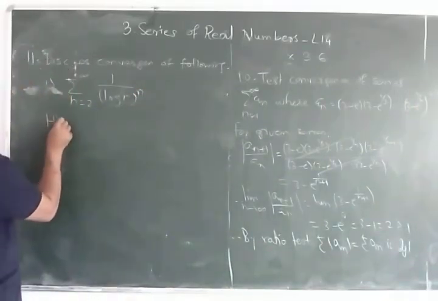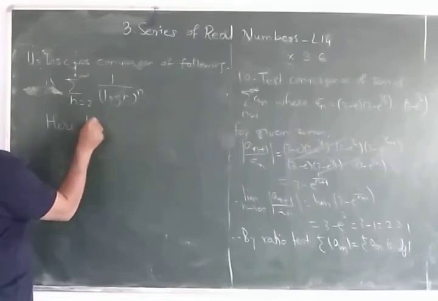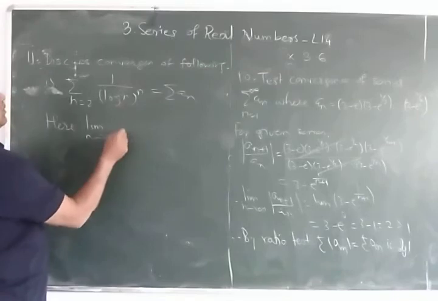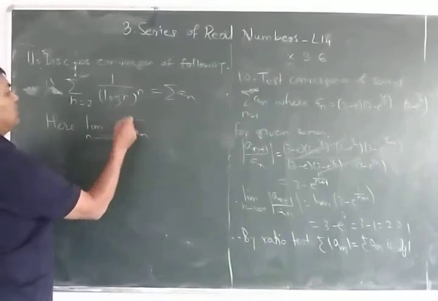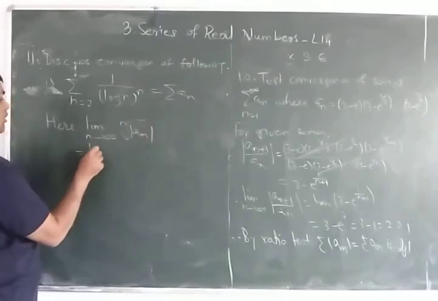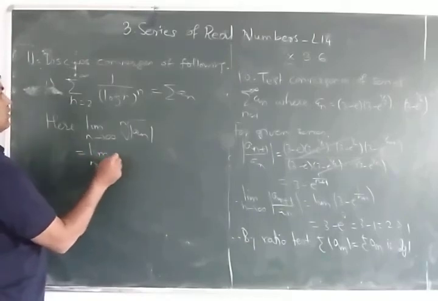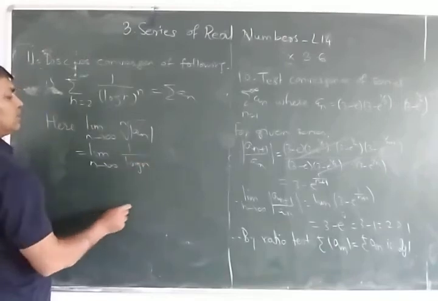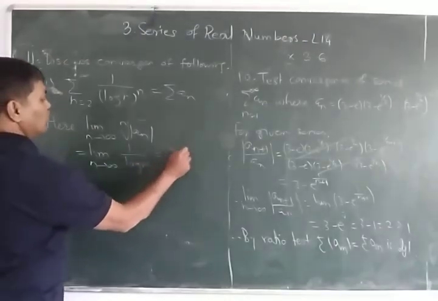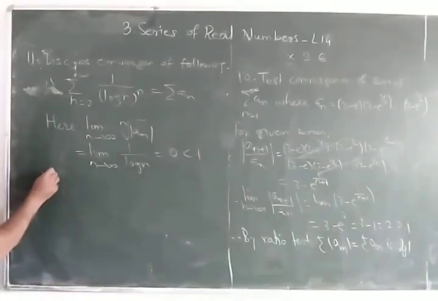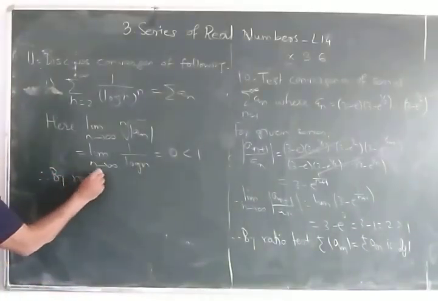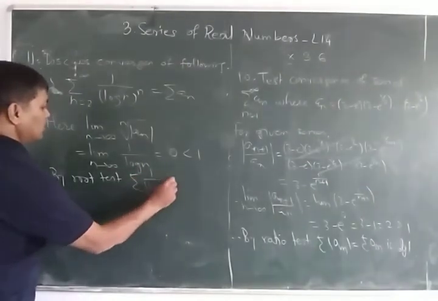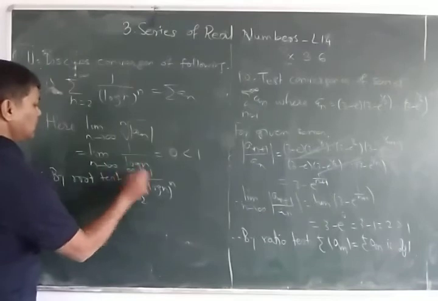So here, if I take this as summation of a_n, limit n tends to infinity of nth root of a_n, a_n's are positive, is equal to limit n tends to infinity of 1 upon log n, and it is nothing but 0, less than 1. Therefore, by root test, summation of 1 upon log n raised to n, n equal to 2 to infinity, is convergent.